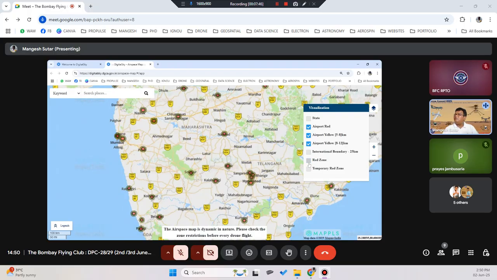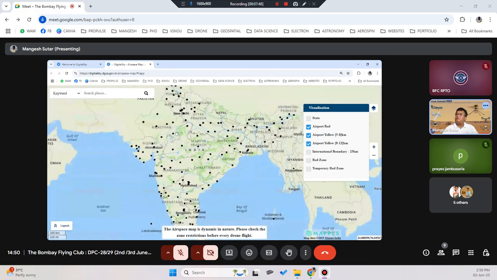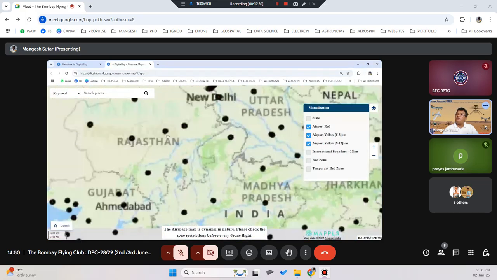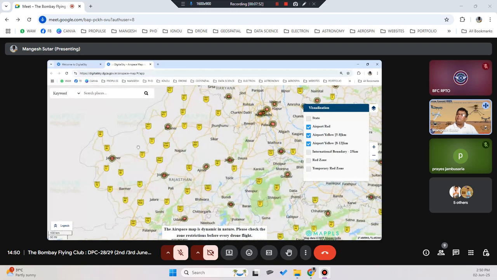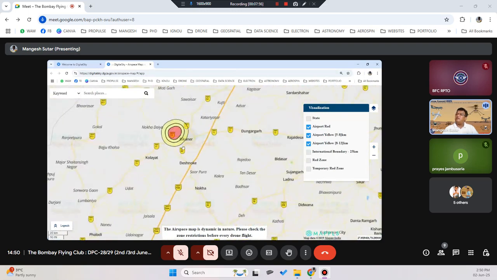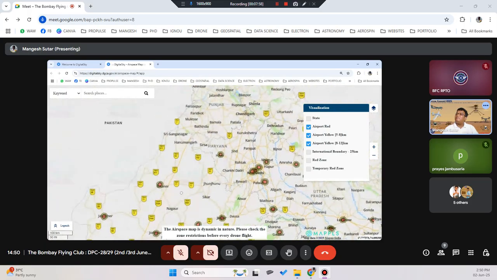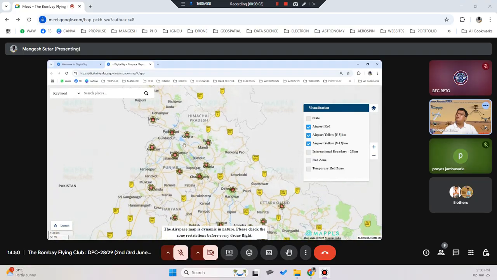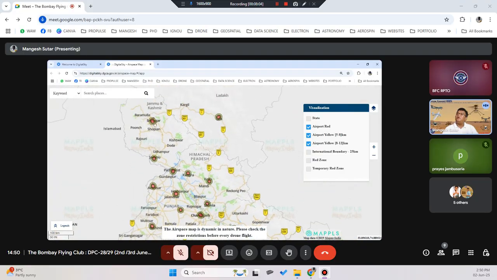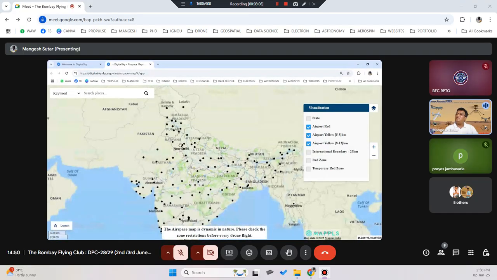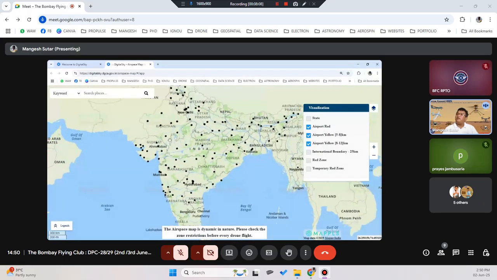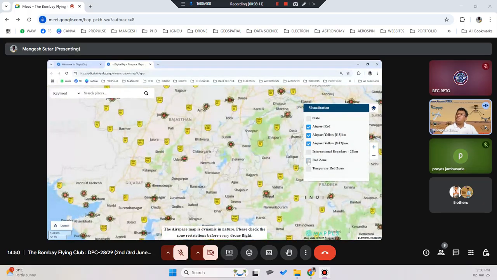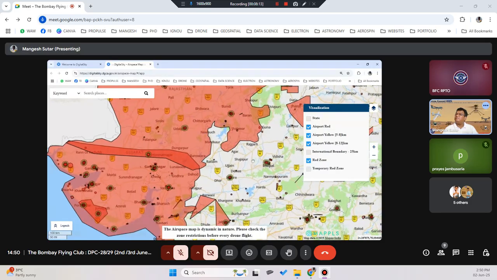Okay, so if I remove this, now you see there are only a few. The map should have Jaisalmer Airport, or this Bikaner Airport. These were all red zones earlier. Bathinda, Amritsar, Jalandhar, Jammu, Srinagar. These were only the pockets of the red zone declared. But now the red zone is completely the area.